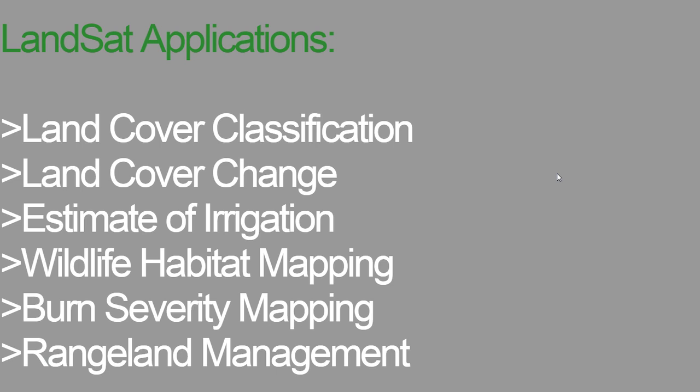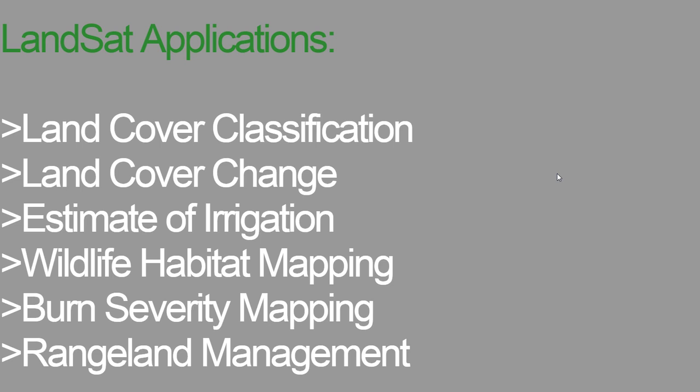So Landsat applications. What do we use this particular satellite imagery for? We use it for land cover classification, land cover change. It's very good for irrigation issues and wildlife issues. It's very good at showing burn severity and also rangeland management. So anything that's happening at sort of a 30-meter resolution, that works out quite well.